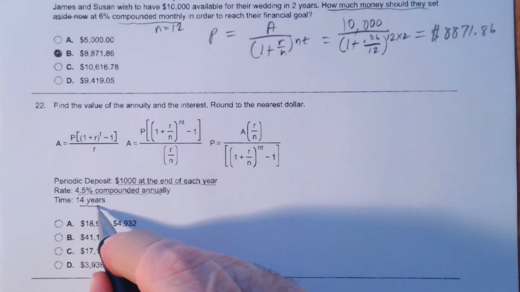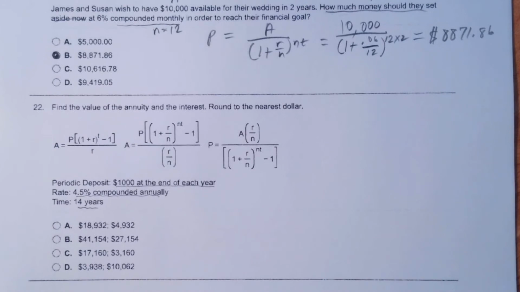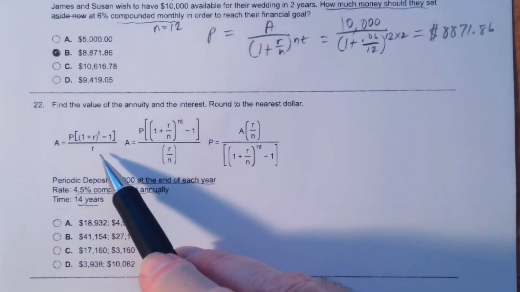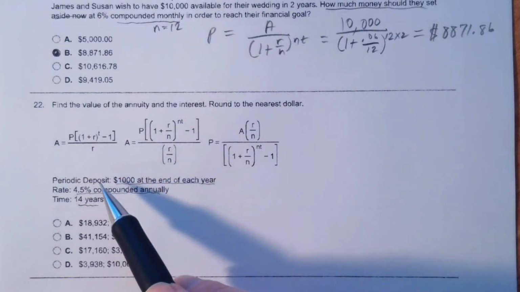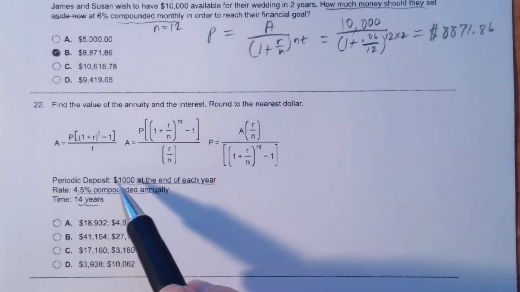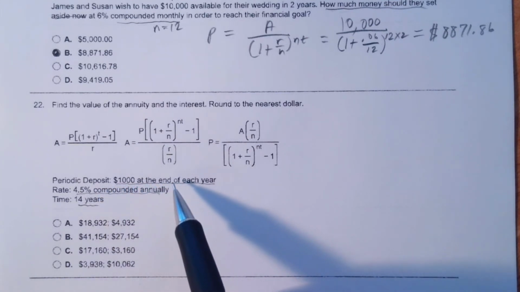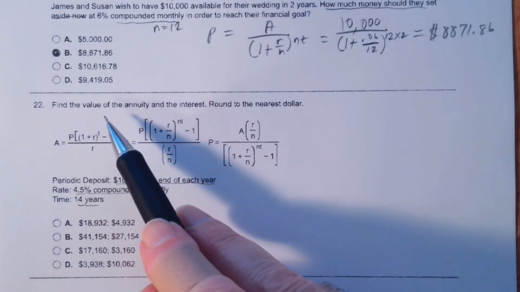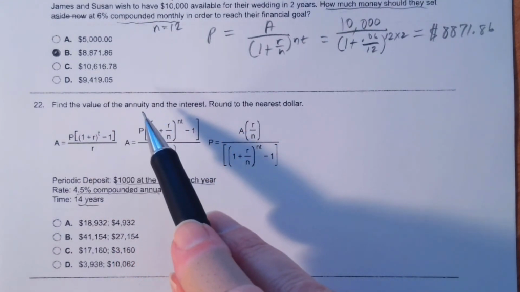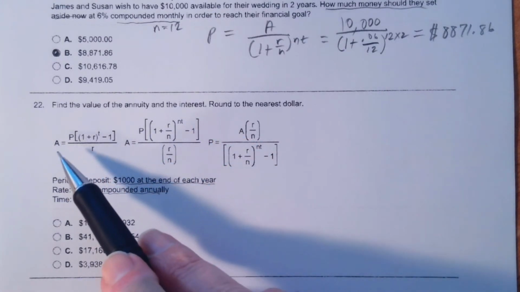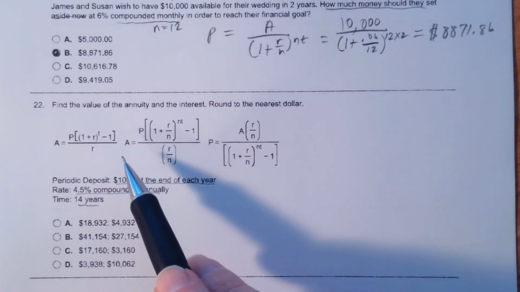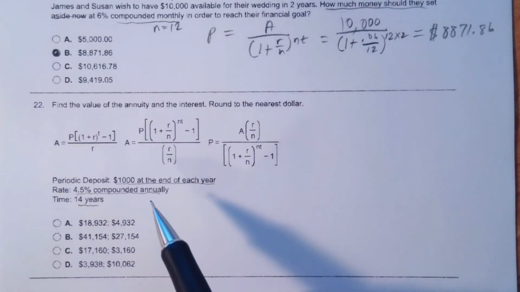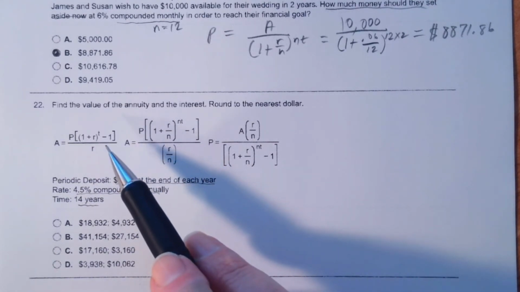Notice our time is 14 years. So if you look at the formulas for annuities, this is the one we're going to want because, first of all, the $1,000 that we're putting in at the end of each year, that's our P. We want to find the value of the annuity, which is really the future value, that's going to be A. And so that tells us it's one of these first two. But because it's compounded annually, we use this one.